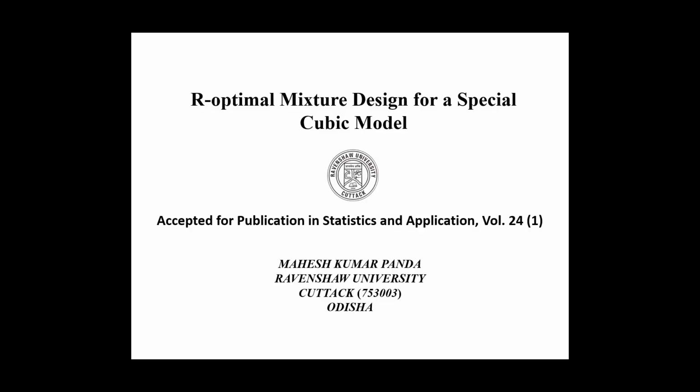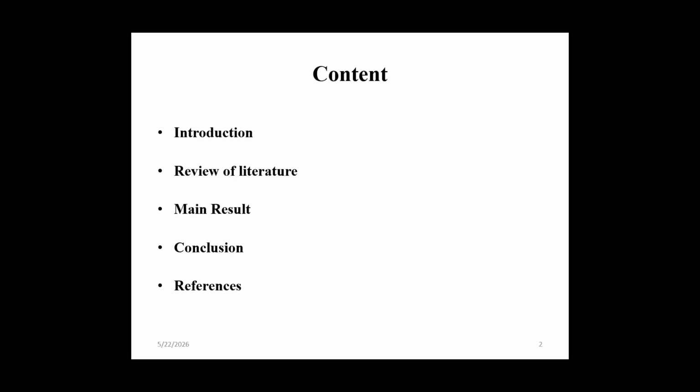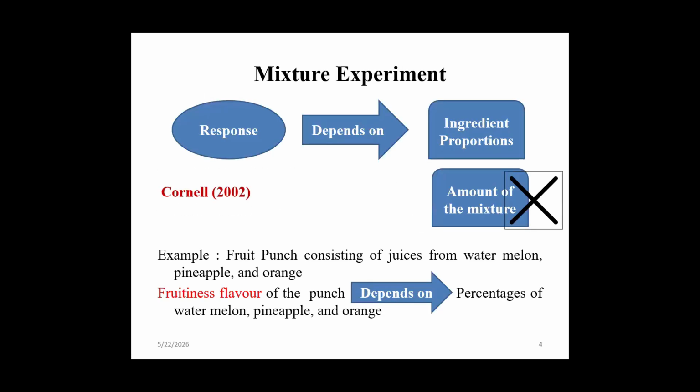Yes. So first of all, I am thankful to the journal committee for organizing such an initiative. Basically, this work is all about mixture experiments and optimality. This R-optimal design was proposed by Dette in 1997. The paper was published in the Journal of the Royal Statistical Society. So, what is a mixture experiment?